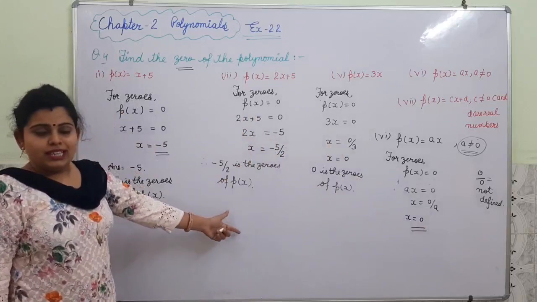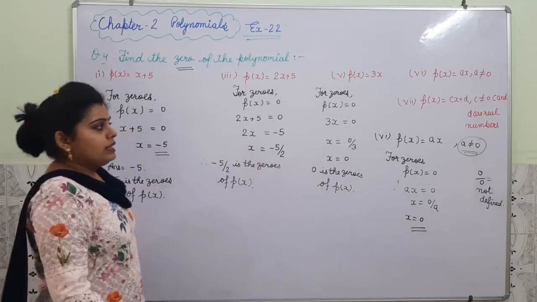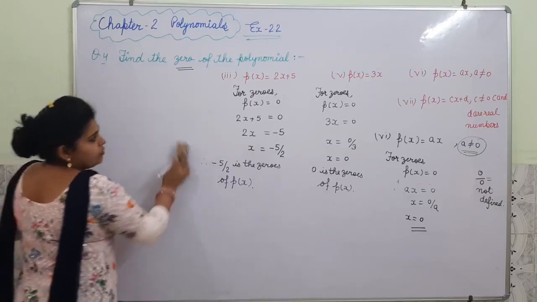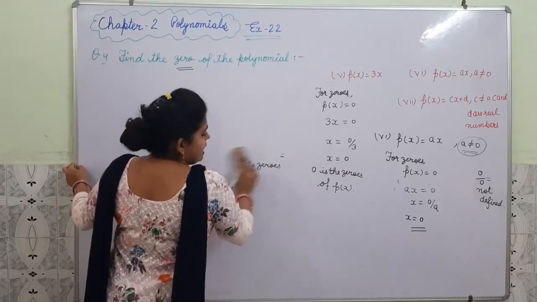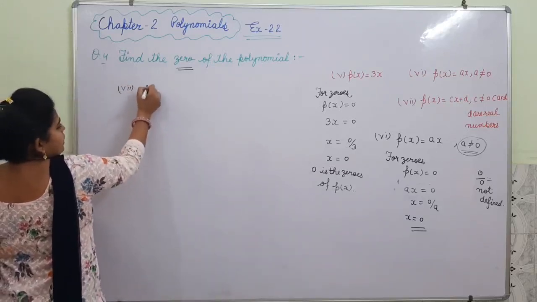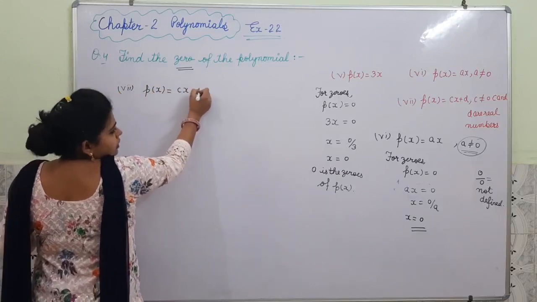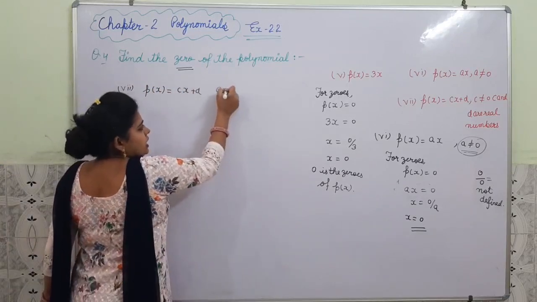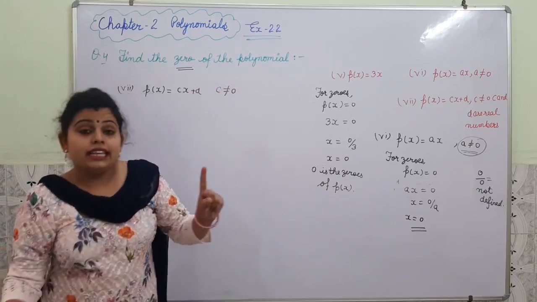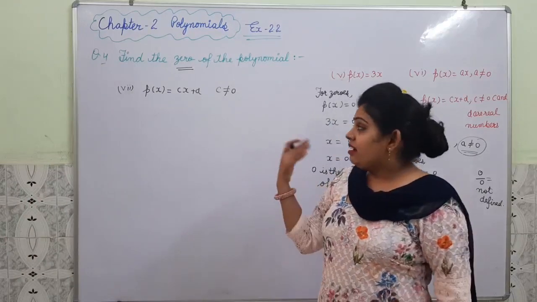Yes, dear students, is there any doubt up to this point? Okay, now see its next part, that is its seventh part. What is asked in the seventh part? P of x is equal to cx plus d. And what is given? C is not equal to 0, and c and d are any real numbers.